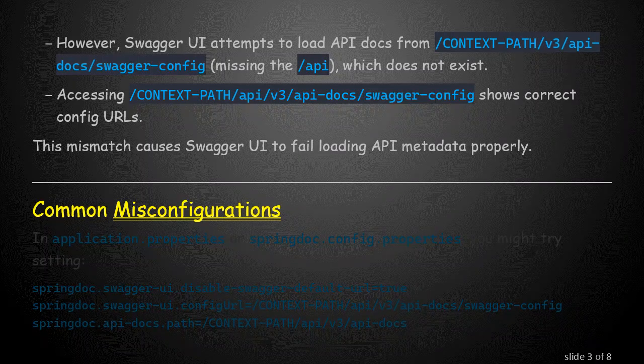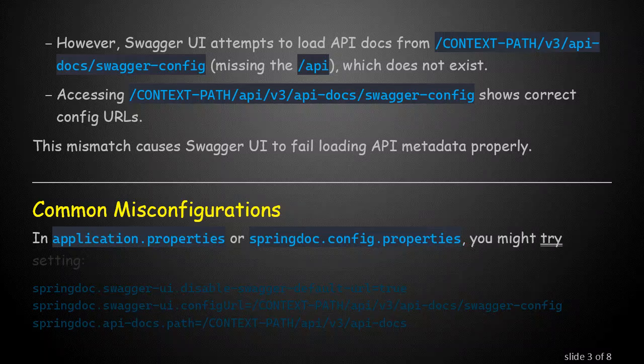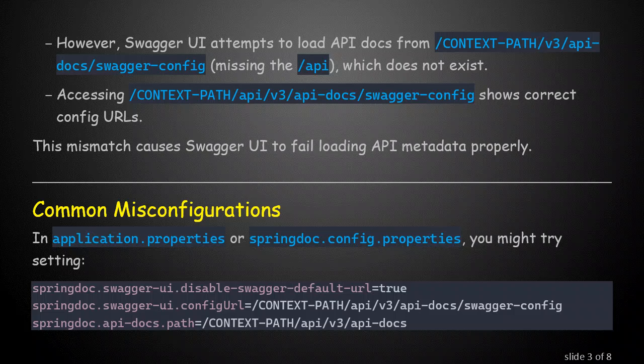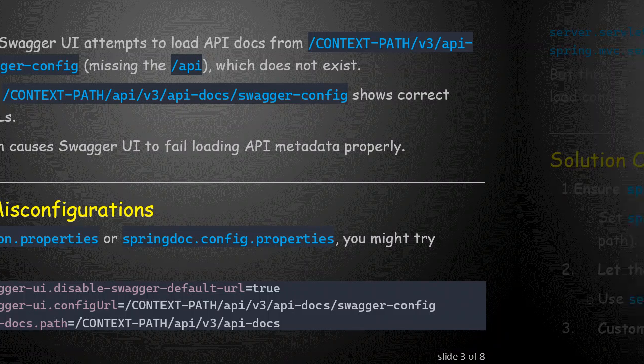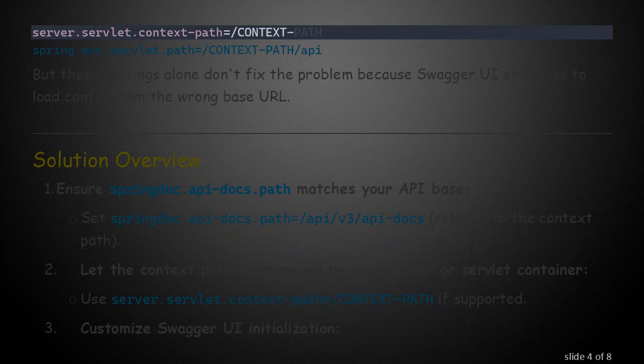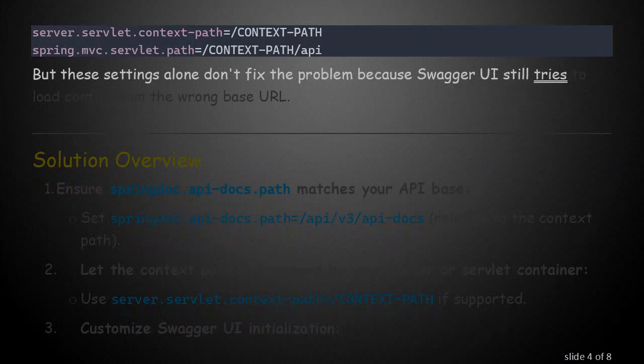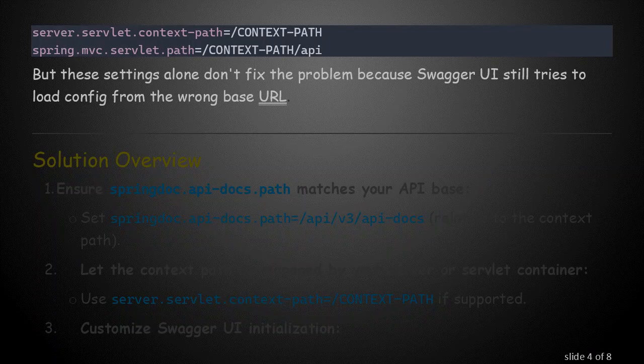Common misconfigurations. In application.properties or springdoc.config.properties, you might try setting some properties. But these settings alone don't fix the problem because Swagger-UI still tries to load config from the wrong base URL.